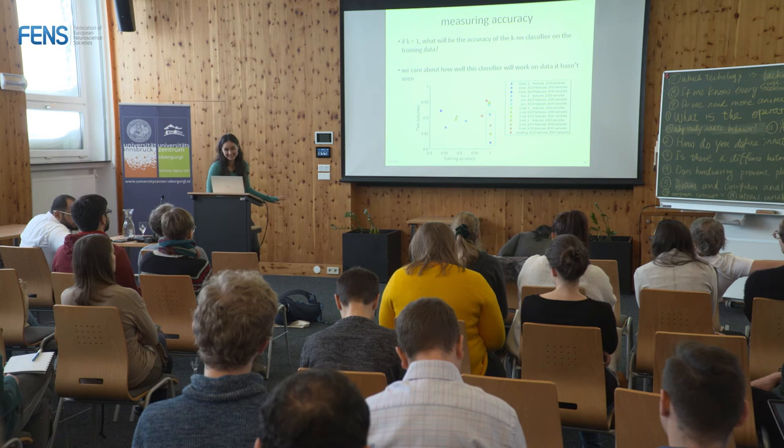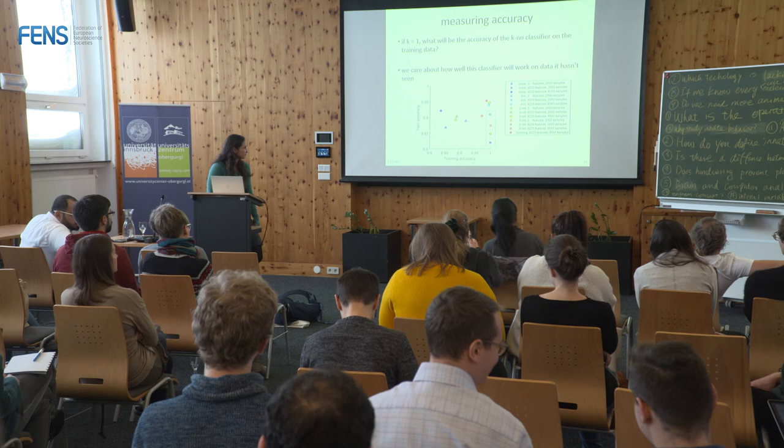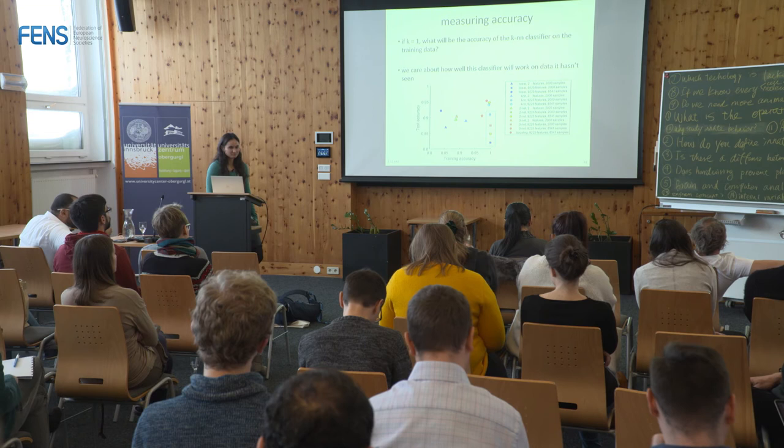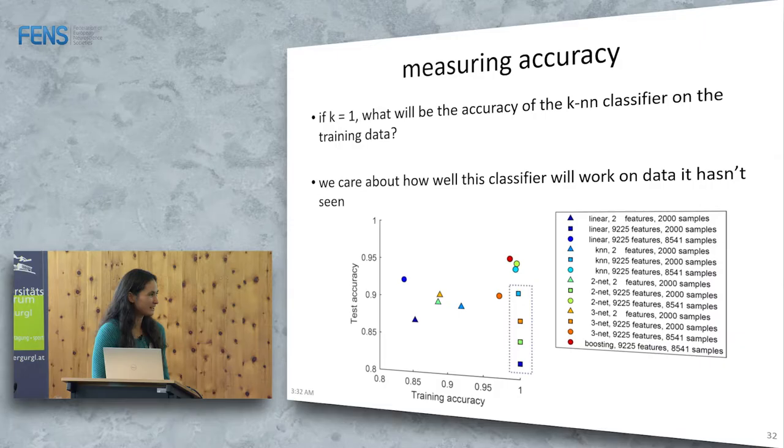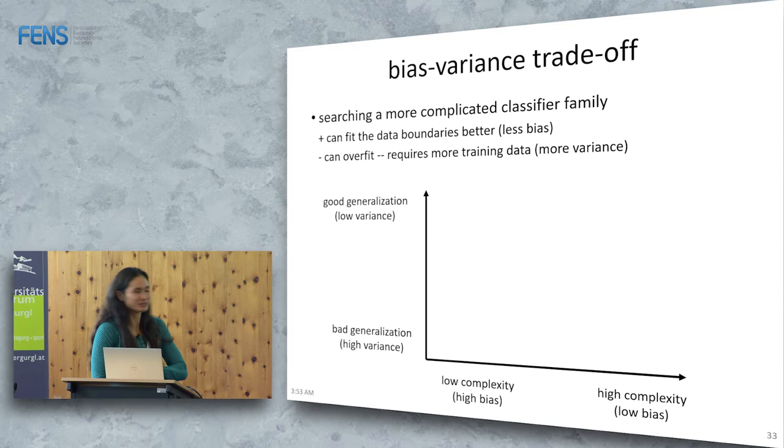And do you have an answer why the three-layer network performs worse than the two-layer one? Because normally, it seems to me that it should be better than the two-layer one. Yeah, so there's this thing called the bias-variance trade-off. The more complicated your classifier is, the more it can potentially overfit to your data. A three-layer network is more complicated than a two-layer network.